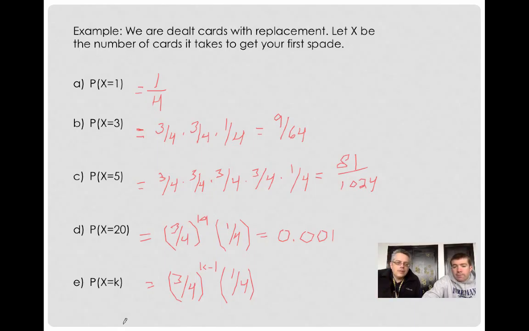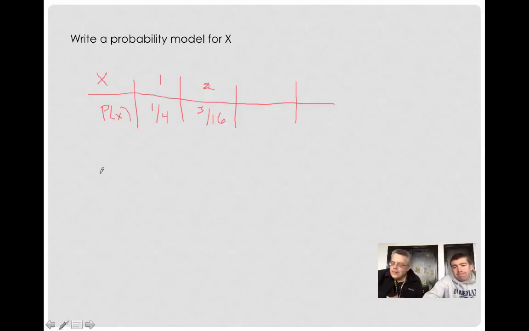So we want to start by writing a probability model. Let's hit the next slide, and we're just going to start writing this out. I'll draw a big line, and let the top row be the values of x, and the bottom row the probabilities. So the probability x equals 1 was 1/4. The next possibility is that the second card is the first spade. We didn't work this one out, but you have to fail once and succeed once. It'd be 3/4 times 1/4.